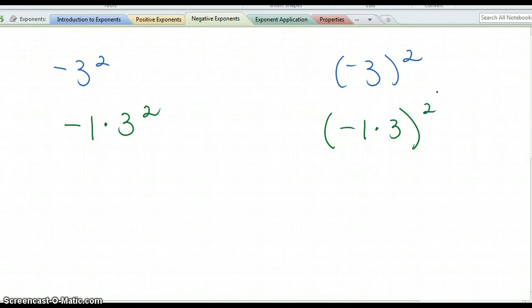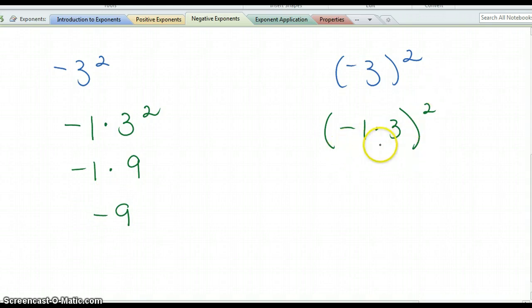Again, order of operations, right? So in the first problem, what do you do first? Multiply or exponents? Our exponent, right? So we have negative 1 times 3 squared, which is what? 9. And what's negative 1 times 9? Negative 9.